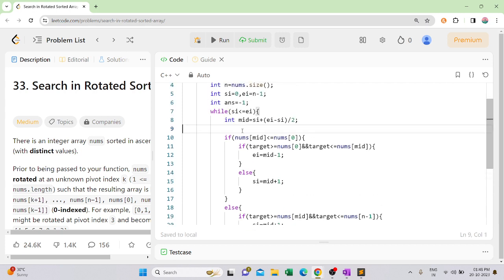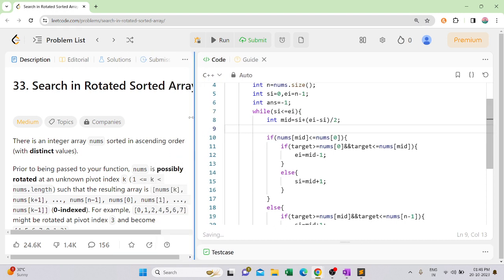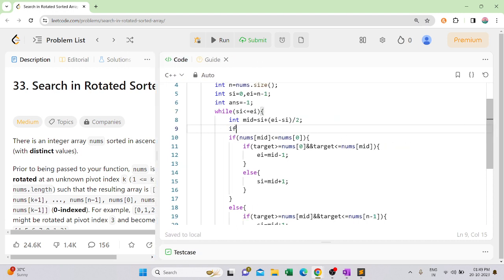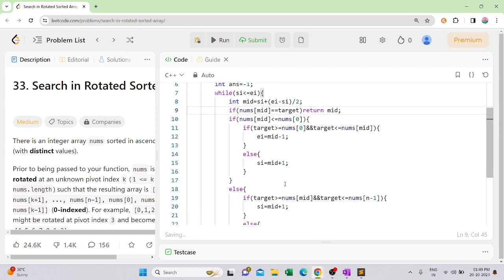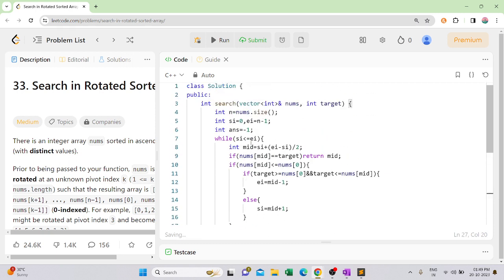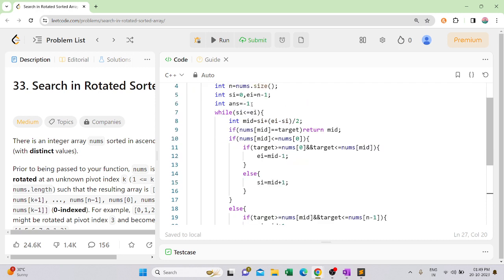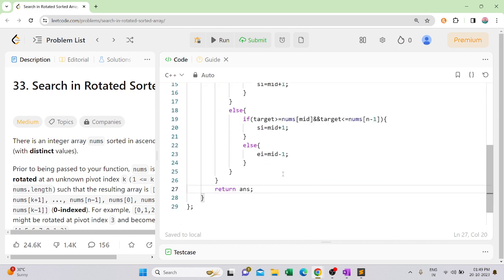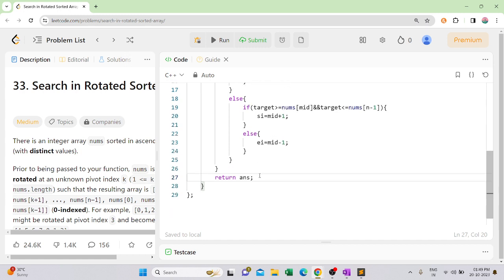We also need to keep a check over here, like what we do while we search an element in a sorted array, right? We always do nums of mid. If nums of mid is equal to target, in that case, we are going to return mid. And if till here we have not returned anything, we will be returning the answer, which will be -1. So even if you have not used the answer variable, you can simply return -1 from here, or you can do this.